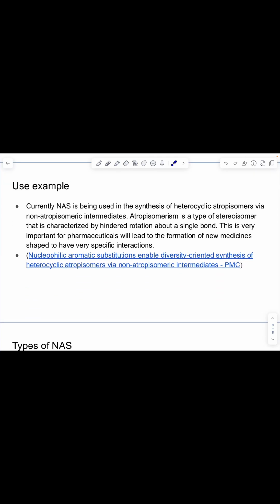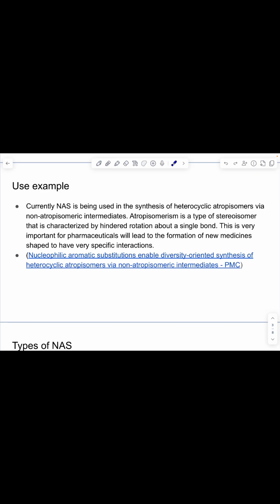Another example of that use is NAS being used in the synthesis of heterocyclic atropisomers via non-atropisomeric intermediates. Atropisomerism is a type of stereoisomer that is characterized by a hindered rotation about a single bond. Basically what that means is there's some bond in the middle of the molecule that, due to steric hindrance and whatnot, can't really rotate, and that means when it interacts with certain receptors in the body or bacteria or whatnot, it only fits in one way, so you're not really worrying about enantiomers or anything like that.